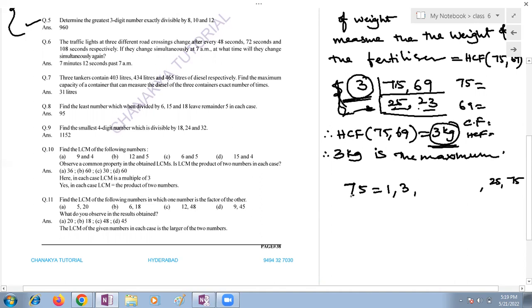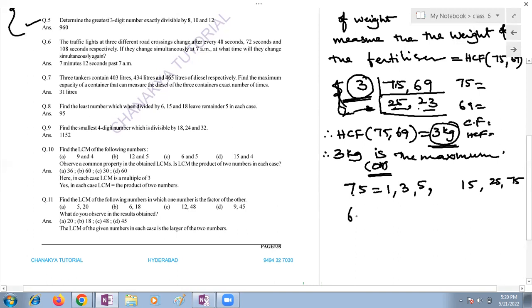One minute, children. If you want to do it by another method, you can see the factors of 75 are 1, 3, and 5 also. 5 times 15 is 75, very good. And 25 and 75.